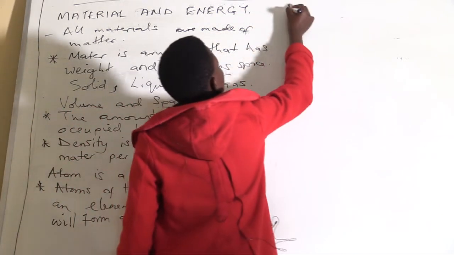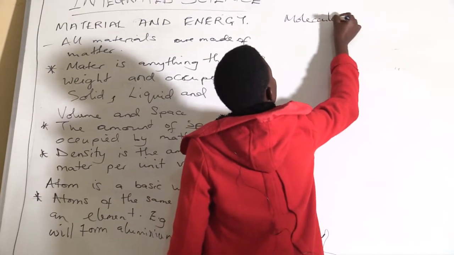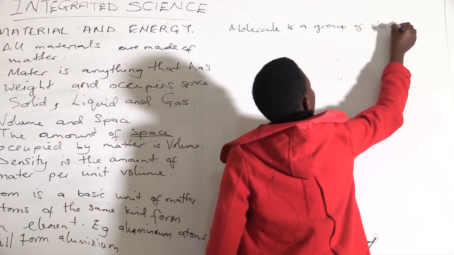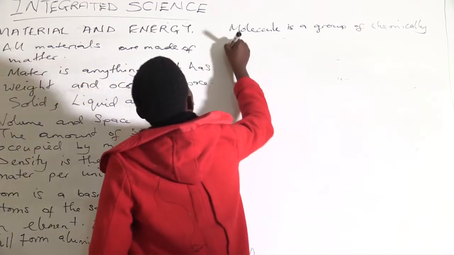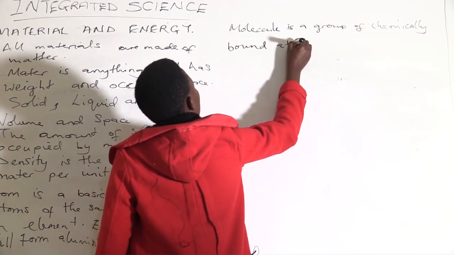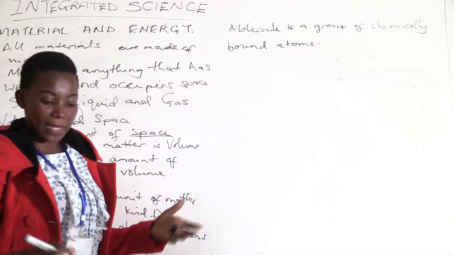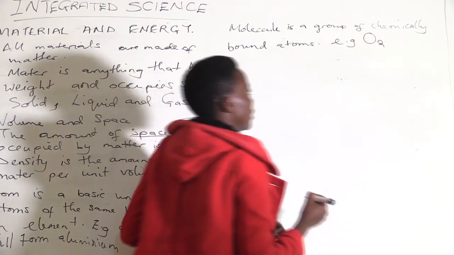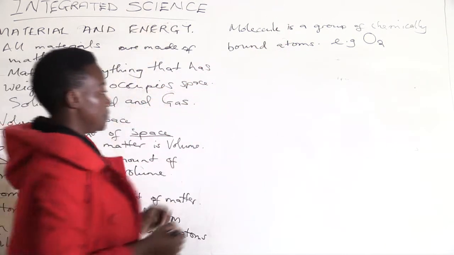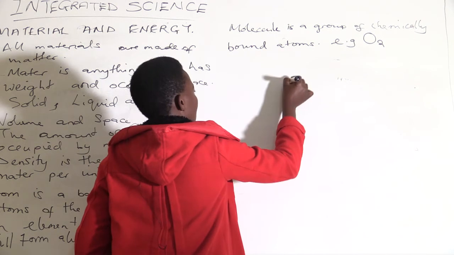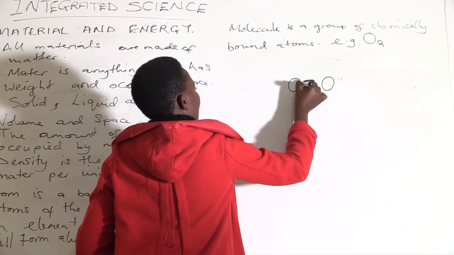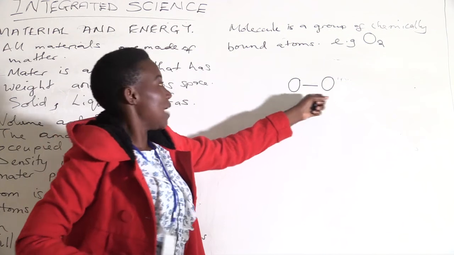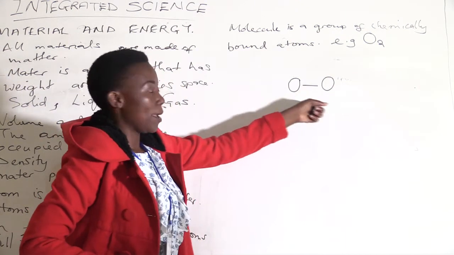So a molecule is a group of chemically bound atoms. Okay, a molecule is a group of chemically bound atoms. For example, oxygen. Okay, now in the case of oxygen, this is what I'm talking about. This is one oxygen atom and another oxygen atom that have been chemically bound together. Now you can see that both atoms, this is one atom of an element and this is another atom of an element, form a molecule of oxygen.